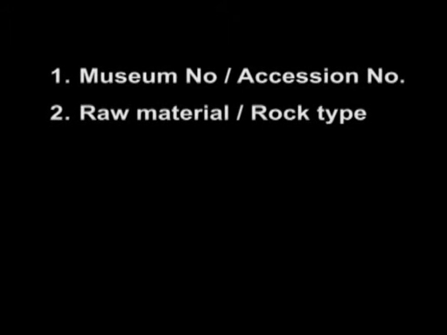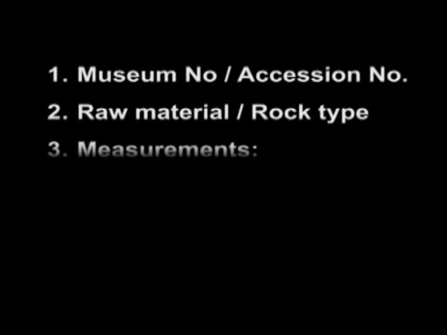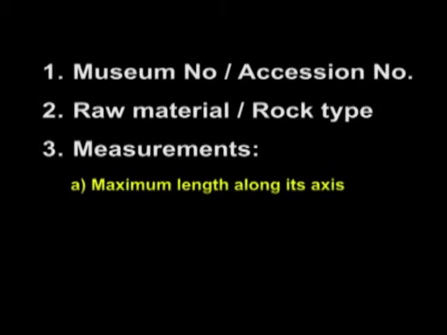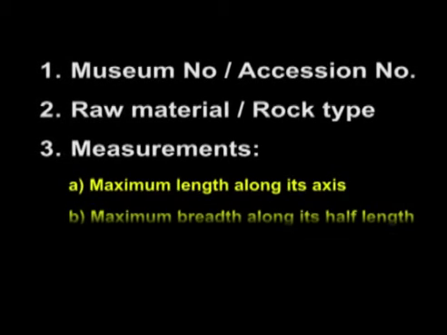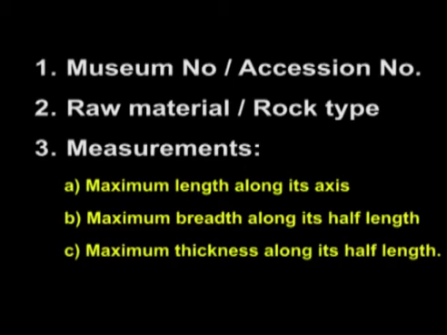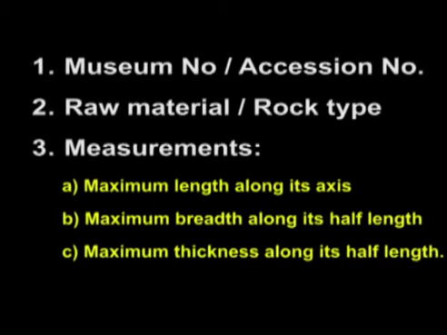Now let's come to the systematic description of the supplied tool. For describing a given neolith systematically, each student should follow the following model listed below. Number 1, museum number or accession number. Number 2, raw material or rock type. Number 3, measurements. In case of the measurements, each student should measure the maximum length along its axis. Number B, maximum breadth along its half length. And number C, maximum thickness along its half length.